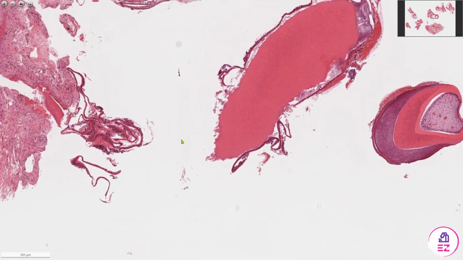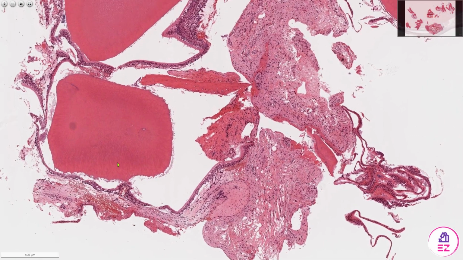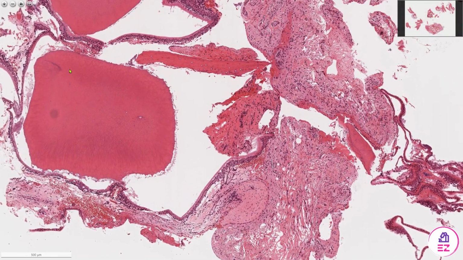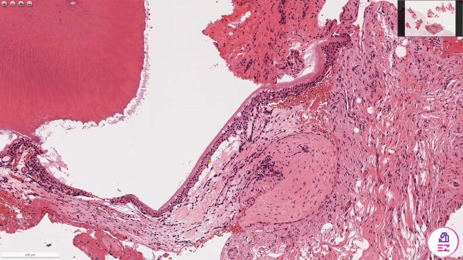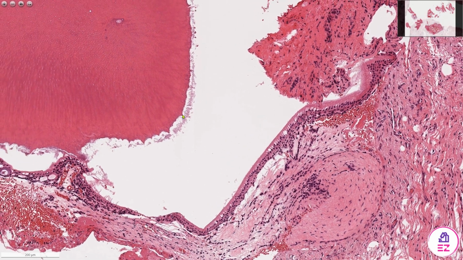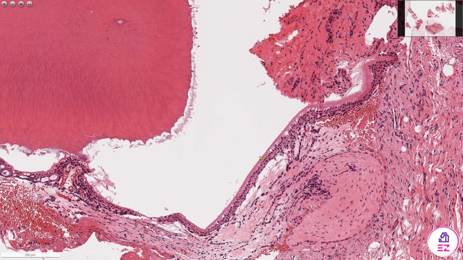If we move over here, we can see another denticle, perhaps not as nicely formed, but it still has dentine formation, and it still has an outer layer of ameloblasts. The reason I bring you over here is because we have an enamel space.